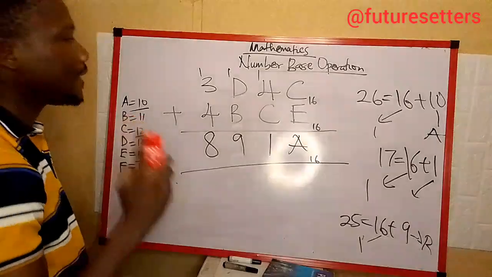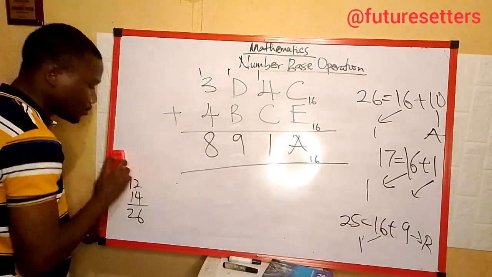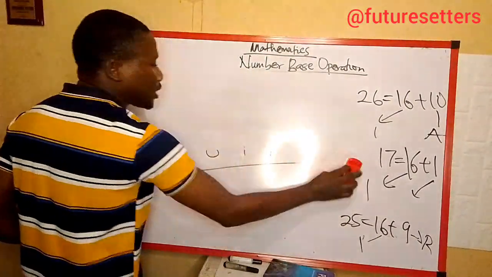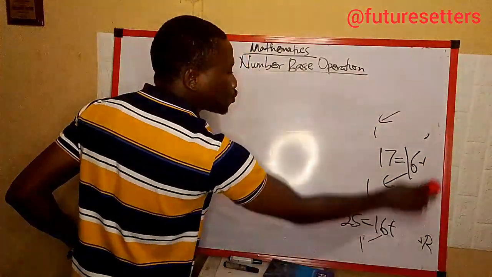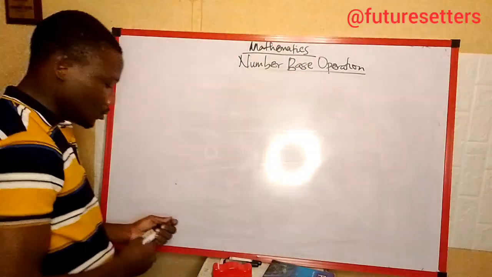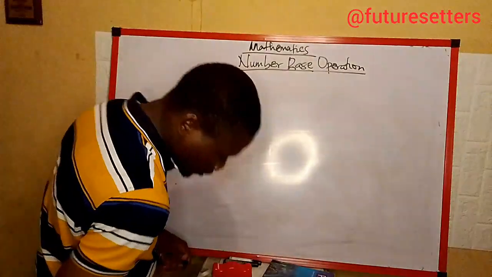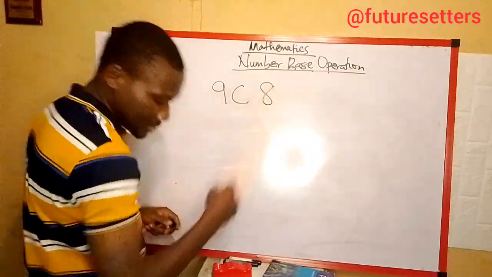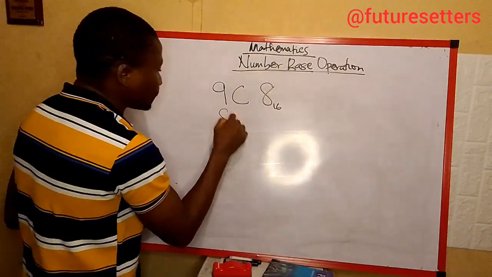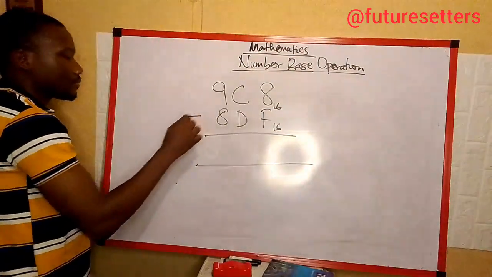Take note of these valid points. Take a snapshot here while we continue. Then we have the next part. We move on straight to subtraction right away. For those having issues in this aspect, we move on to subtraction. Now subtraction, we have the question 9C8 base 16, and we have 8DF base 16. We have to subtract these two from each other.